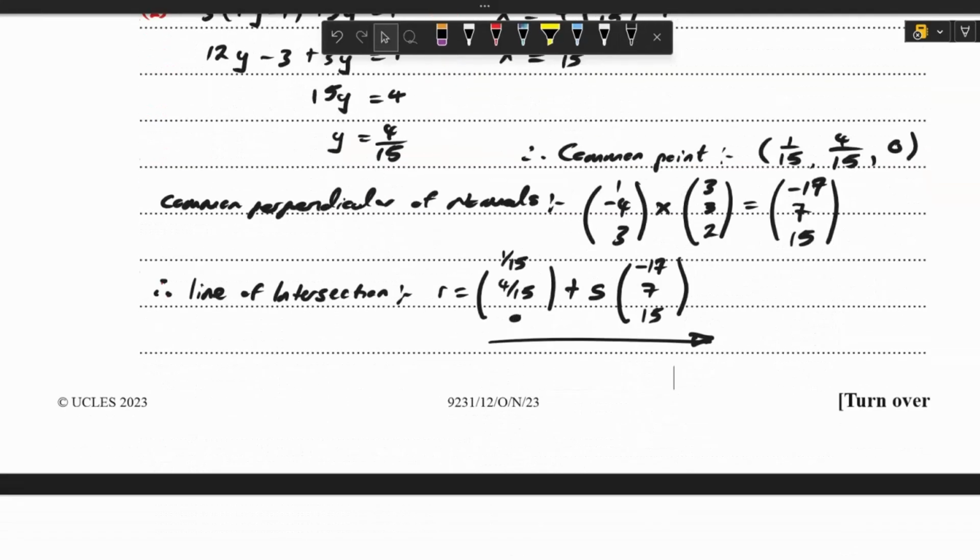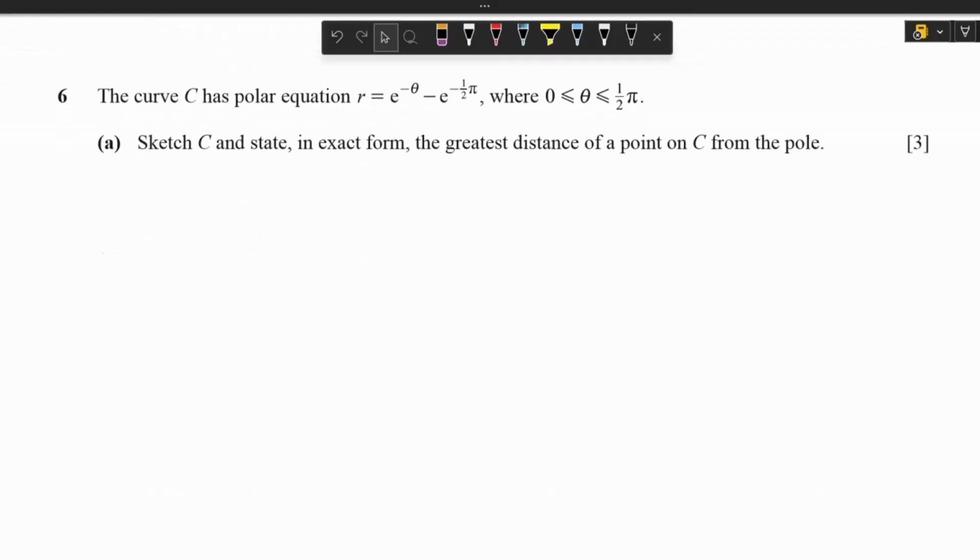Let's move on to the next question, number 6. It says, the curve C has polar equation r is equal to e to the minus theta minus e to the minus half pi, where theta ranges between 0 and a half pi. So on part A, sketch C and state in exact form the greatest distance of a point on C from the pole.